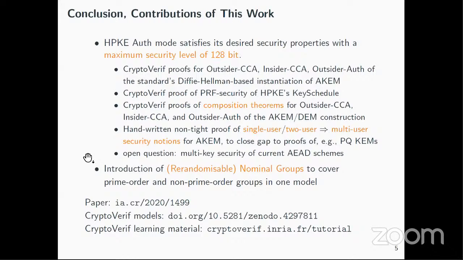We leave one open question, and that is about the multi-key security of current AEAD schemes, because the current proofs cannot really guarantee that AES 128-bit GCM, for example, can really provide multi-key security for 128-bit. So that's an open question we leave. And to repeat, we have this contribution of independent interest of re-randomizable nominal groups to cover prime order and non-prime order groups in one model.